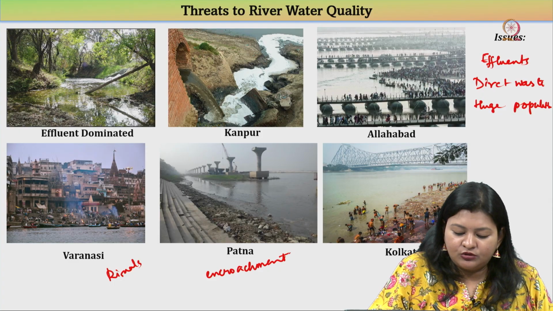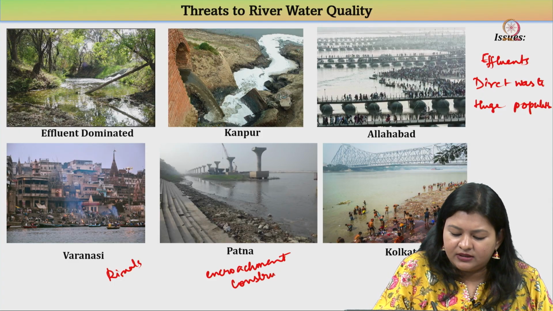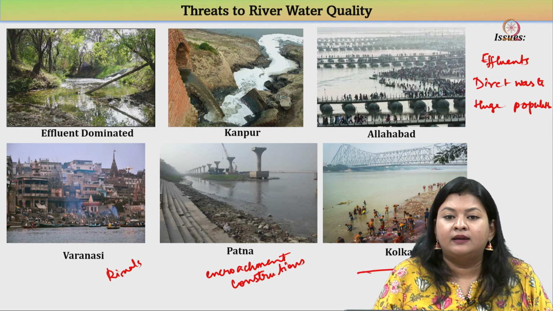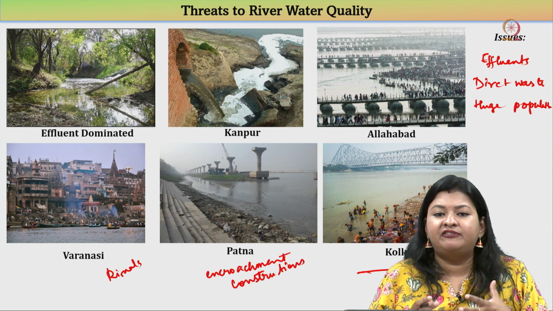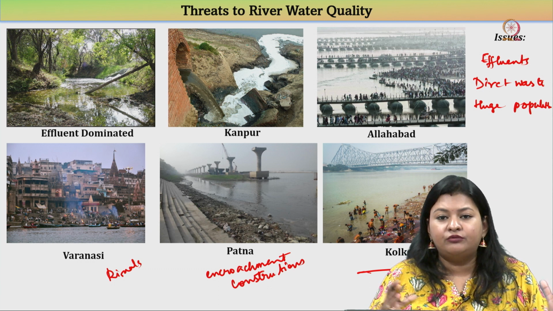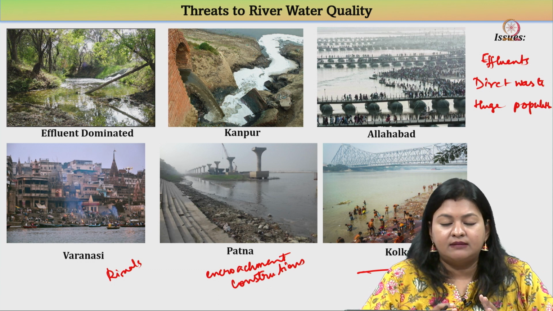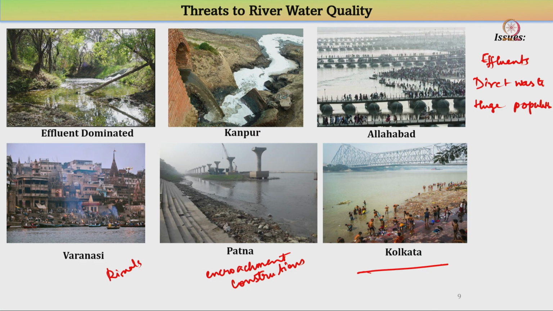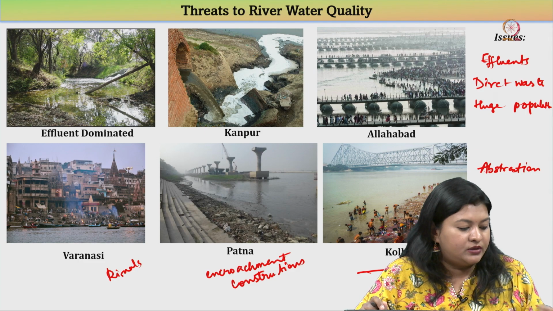So, this encroachment, this kind of construction activity is a huge threat to the rivers, and of course, bathing and washing and everything that is going on, a lot of waste is coming in. Something you may not even understand, but these flowers and everything, they are all releasing something. So, there is not only abstraction of water for different purposes, these are other threats that control the river water quality.